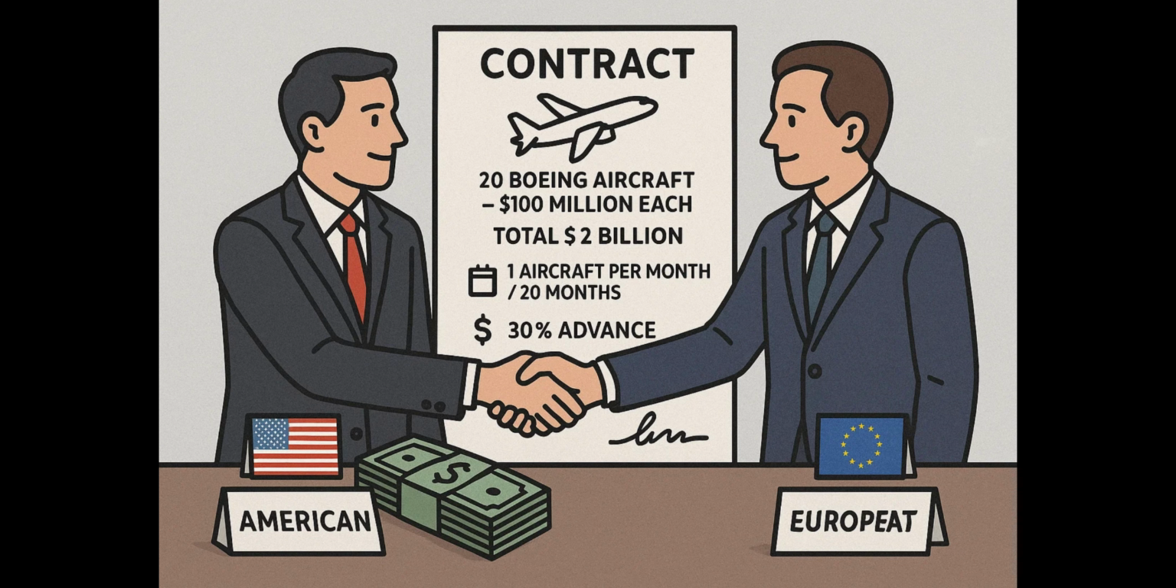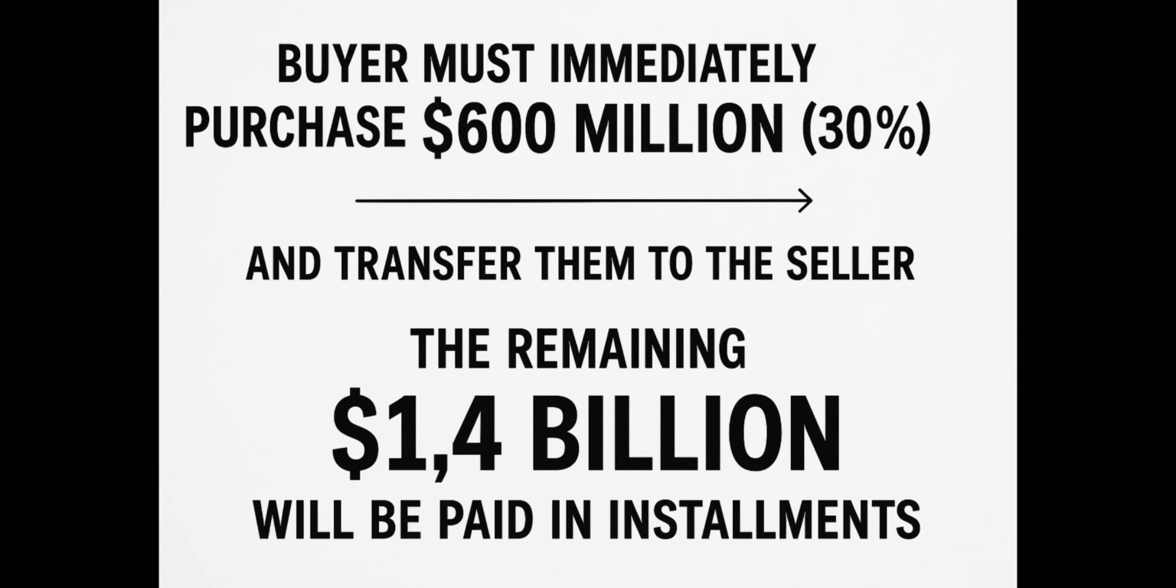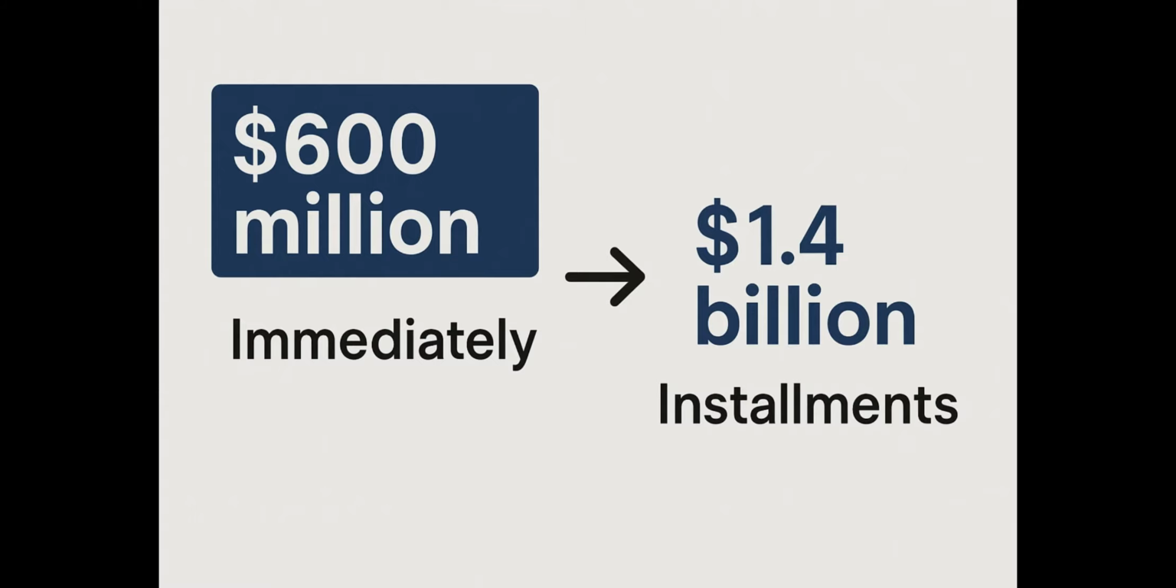Upon signing the contract, the buyer is required to pay a 30% advance. This means the buyer must immediately purchase dollars worth $600 million, 30%, and transfer them to the seller. The remaining $1.4 billion will be paid in installments.